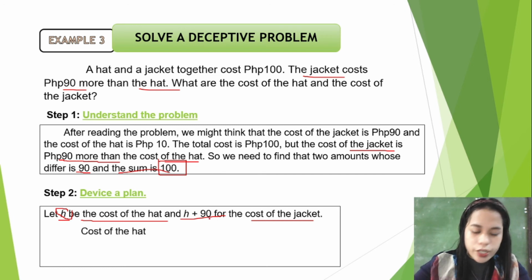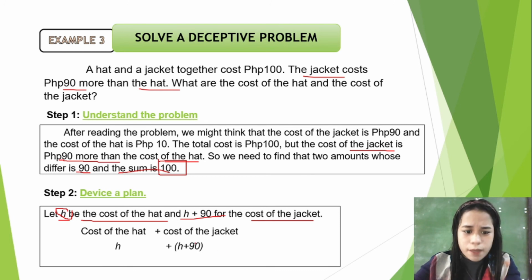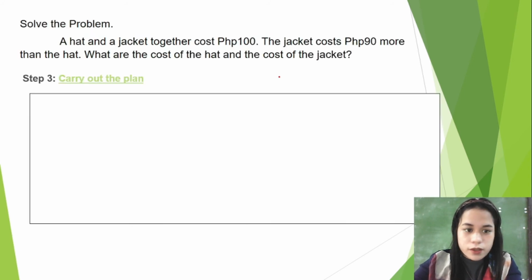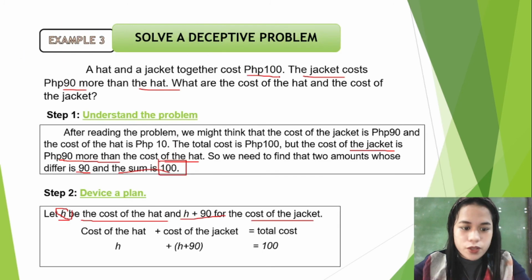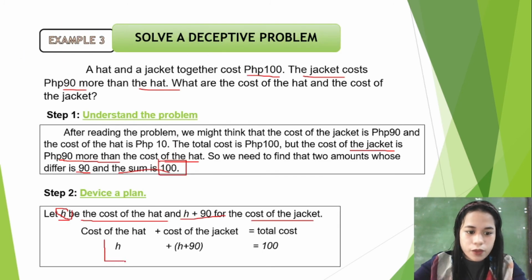So this is our equation. We need to have the algebraic equation. So cost of the hat, which is H, plus cost of the jacket, which is H plus 90, is equal to the total cost, which is 100 pesos. So in our step 2, we now have the mathematical equation, which is H plus (H plus 90) is equal to 100.